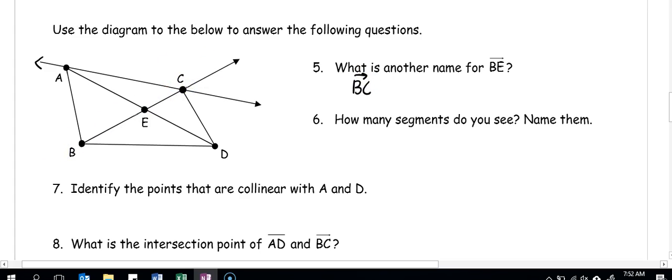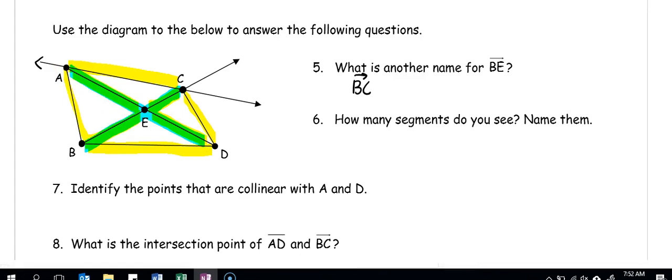How many segments do you see? So remember, segments are going to have endpoints. So when I'm looking at my segments, we have 1, 2, 3, 4, 5, 6, 7, 8. Remember that we also have the longer diagonals, so 9, 10. So in this case, we would have 10 segments.